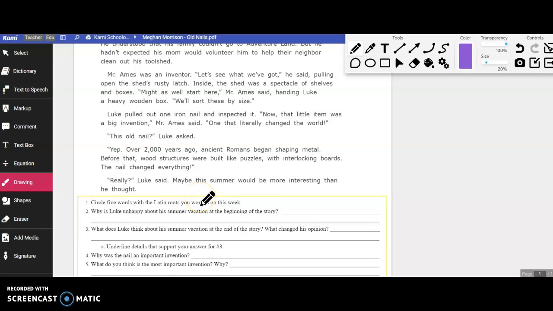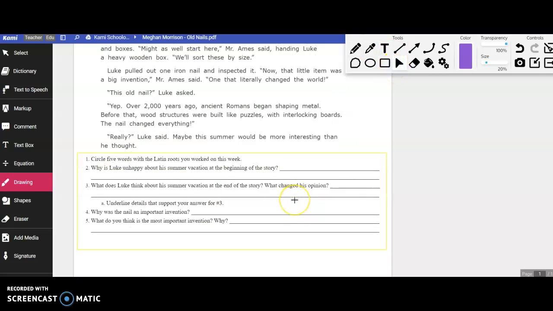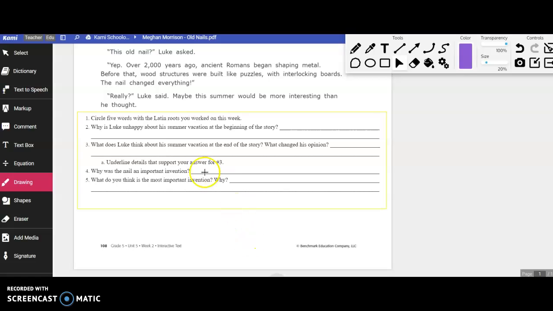Also notice there's a lot of questions, so it's going to be really easy to accidentally go off the page. So make sure if you need to, you delete the lines, however you need to work it so that all of your answers do fit on the page, because if it goes below this bottom line, I cannot see it.